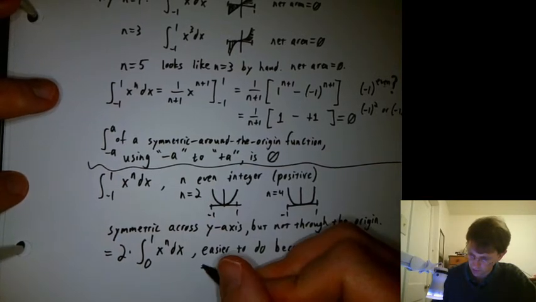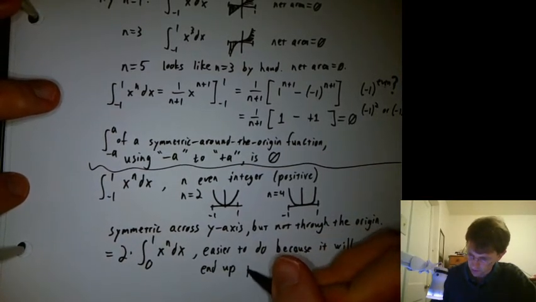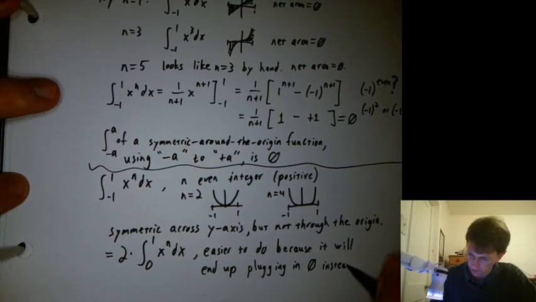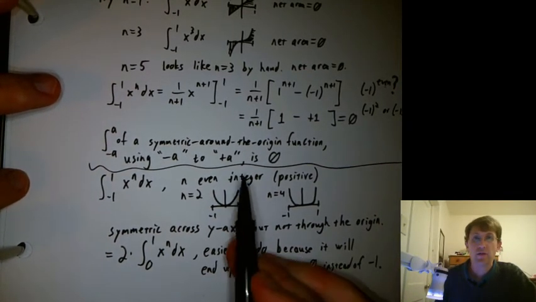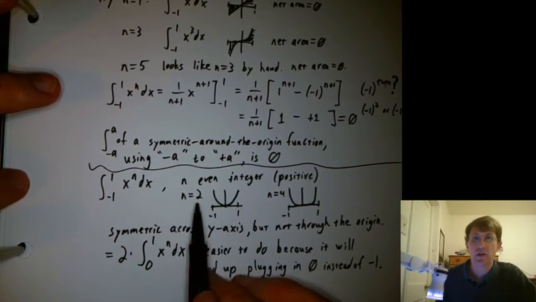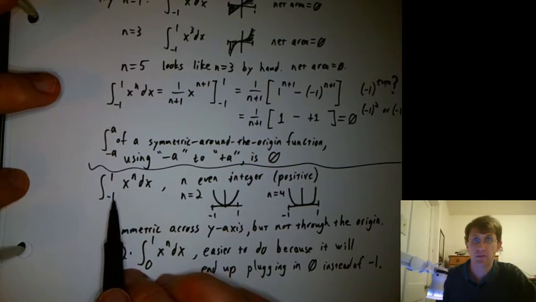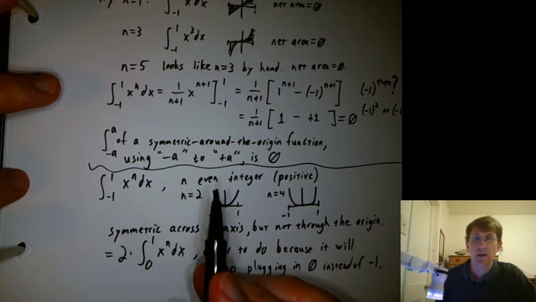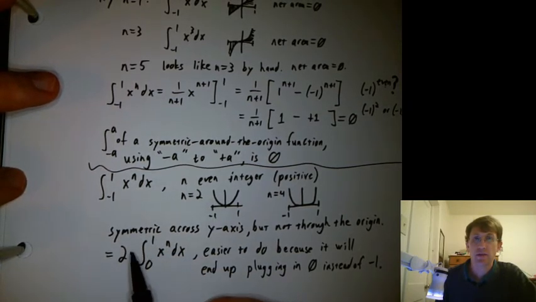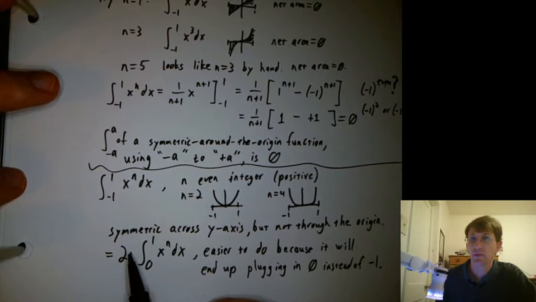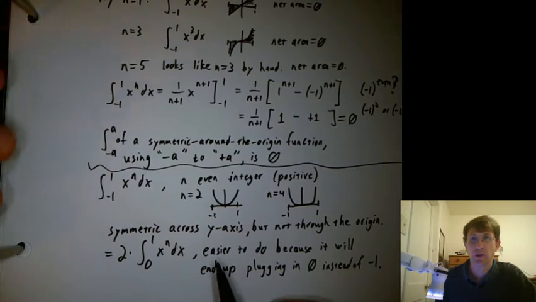So you'll end up plugging in 0 instead of -1. So if you notice something is symmetric across the y-axis, and you're integrating symmetrically from negative something to positive that same thing, then you can use symmetry and say, oh, I'm just going to do this from 0 to whatever upper limit and multiply by 2, and that makes the final plugging in easier.